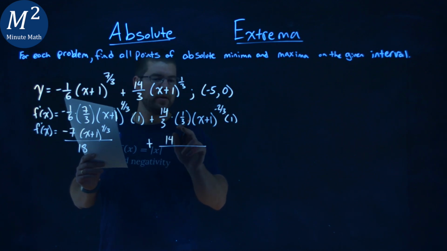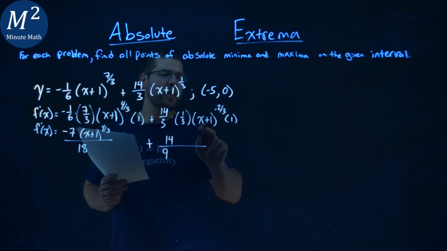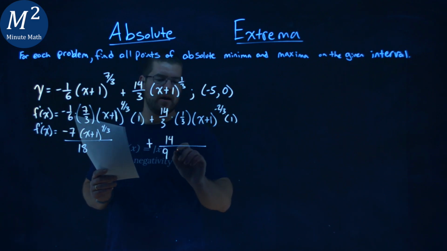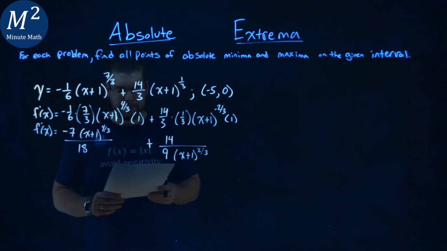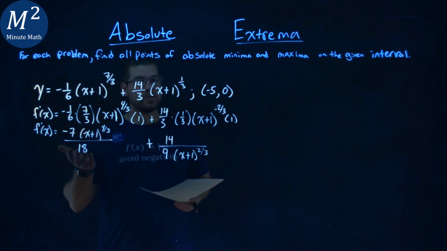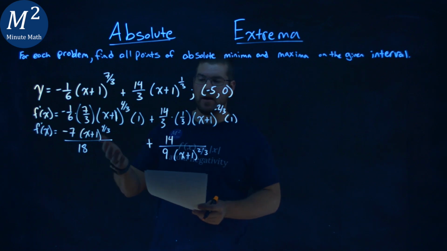Denominator, 3 times 3 is 9. And then we bring down this x plus 1 in the denominator and have it to a positive 2/3 power. Now these are just fractions, and when we add fractions we need to have a common denominator.